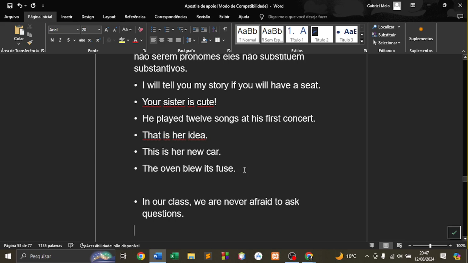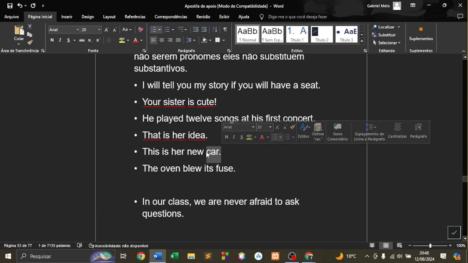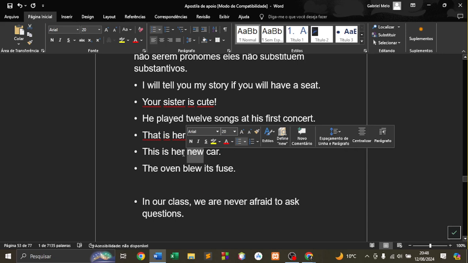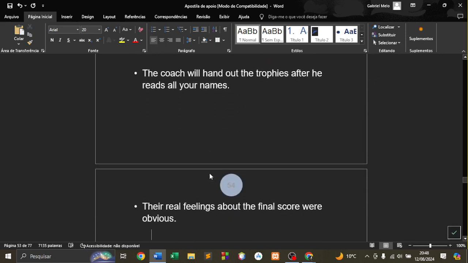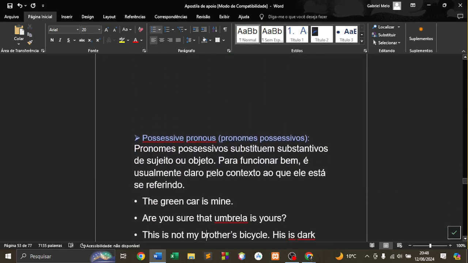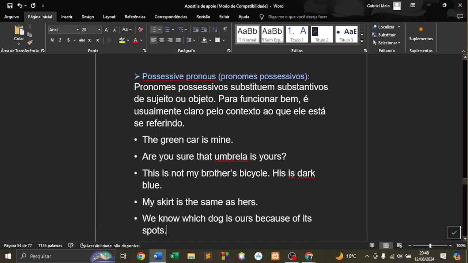This is her new car. What is the possessive adjective? Her. What is the noun? Noun is new or car. Car. New is also another adjective. Okay. Her new car. This car has two features. This car is new, and this car is hers. Okay. Okay. Let's proceed. Now, what about possessive pronouns, my friend?